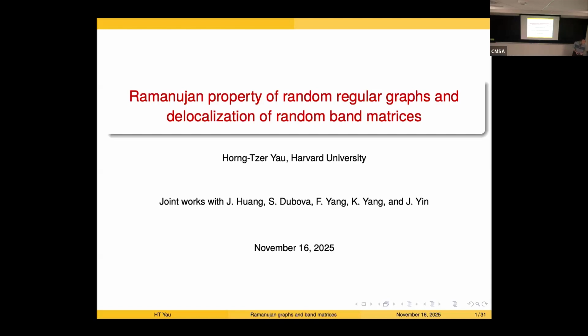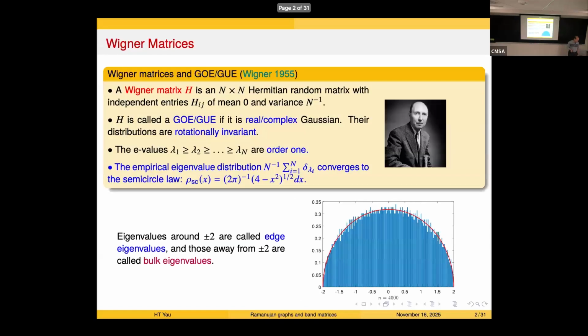So I'll talk about basically a review of random matrix theory, and this is joint work with Zhao Yang Huang, Dubova, Feng Yang, Kevin Yang, and Jun Yin. Right. So I'll start with these Wigner matrices.